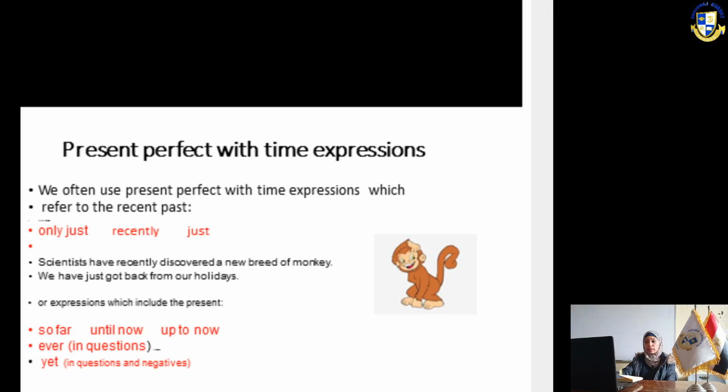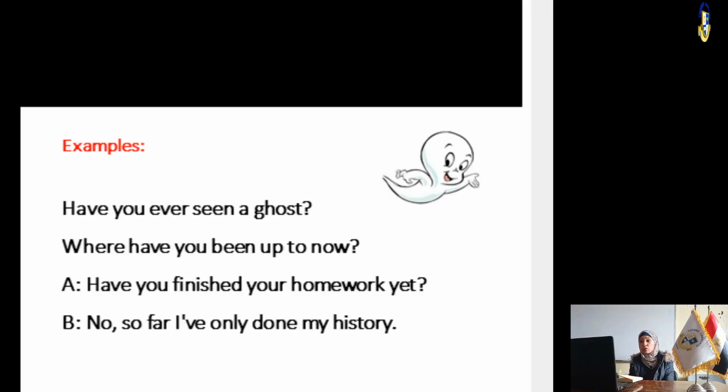Let's move on, guys, to slide 9. We have now some examples. For example, I can say, have you ever seen a ghost? Where have you been up to now? So as you see now, have you ever seen a ghost? This is a yes or no question. So I can say, yes, I have seen a ghost, or no, I have never seen a ghost, or no, I haven't seen a ghost. Both of them will work.